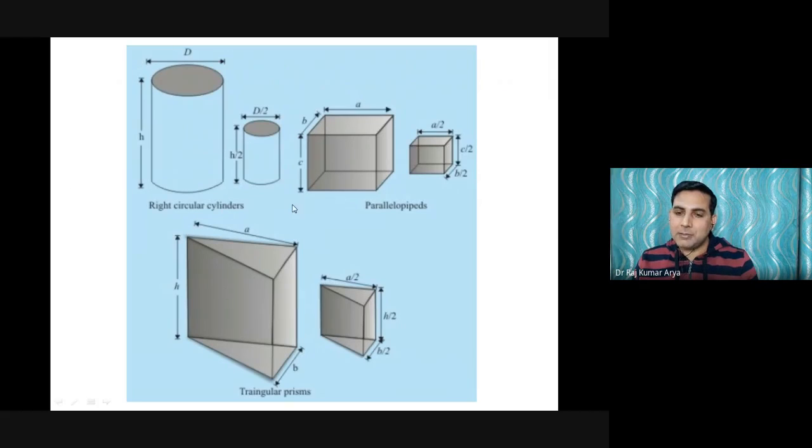This figure I have already shown you in the first one. So this is your model, this is your prototype, this is again your model, this is again your prototype, this is again model, this is again prototype. Because the model is always a smaller one. Nobody makes a big model and then goes to a smaller one.